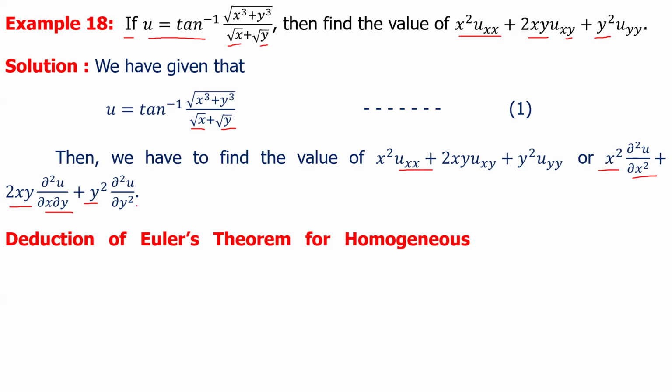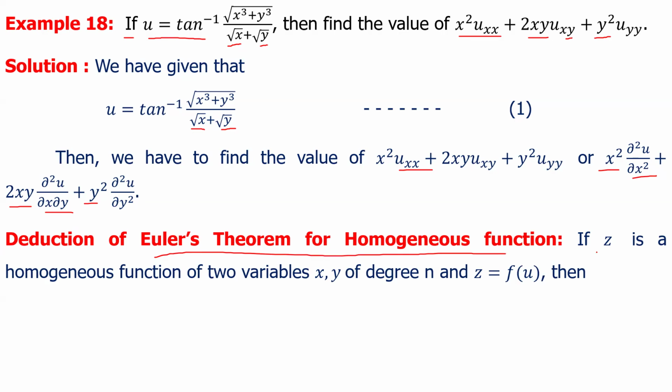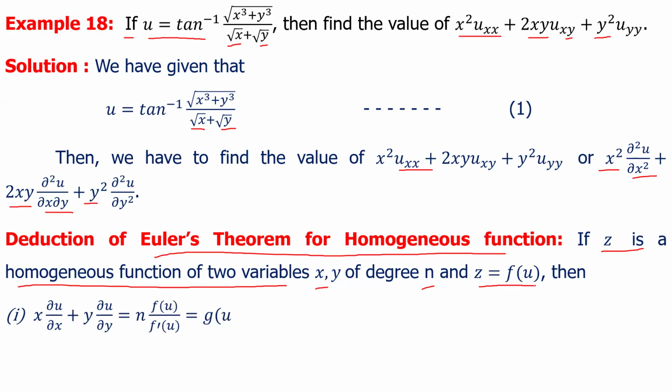Now let us see the deduction of Euler's theorem for homogeneous functions, which is the method applied to solve this question. It states that if z is a homogeneous function of two variables x, y of degree n, and z is equal to f of u, then x del u del x plus y del u del y equals n f of u upon f dash of u, which is represented by g of u.